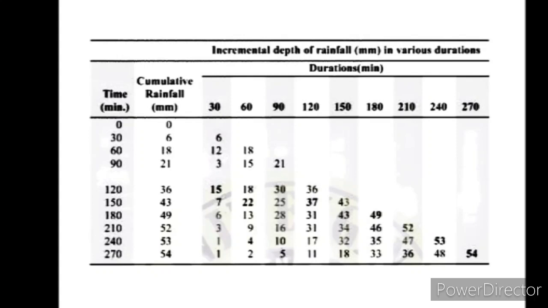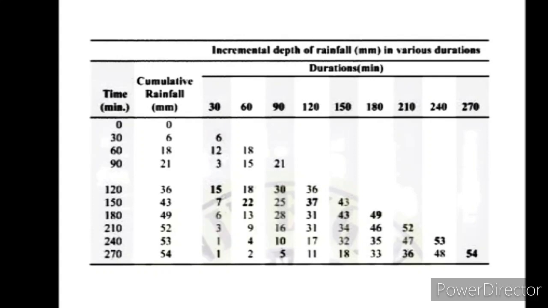At 210 minutes, our cumulative rainfall is 52 mm. So in 30 minutes, we have 3 mm. In 60 minutes, we have 9 mm. In 90 minutes, we have 16 mm. In 120 minutes, we have 31 mm. In 150 minutes, we have 34 mm. In 180 minutes, we have 35 mm. And in 210 minutes, we have 52 mm.